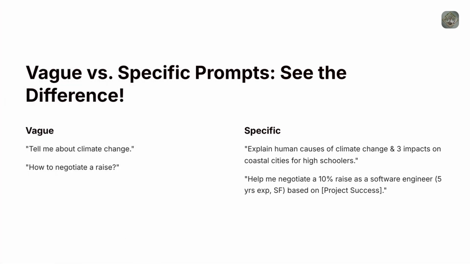Let's illustrate the power of specificity. Asking, tell me about climate change, might give you a book. Asking it to explain human causes and 3 impacts on coastal cities for high schoolers yields a focused, useful answer. Similarly, how to negotiate a raise is unhelpful without context. But providing your role, experience, location, recent successes, and specific goal, as in the second example, allows the AI to generate truly relevant and actionable points. Providing clear context and constraints dramatically improves the quality of AI responses. It's about guiding the tool effectively.